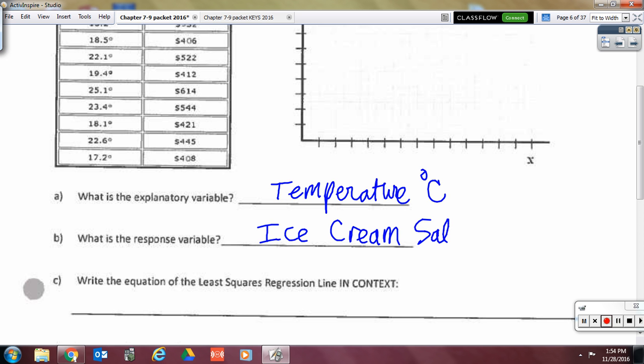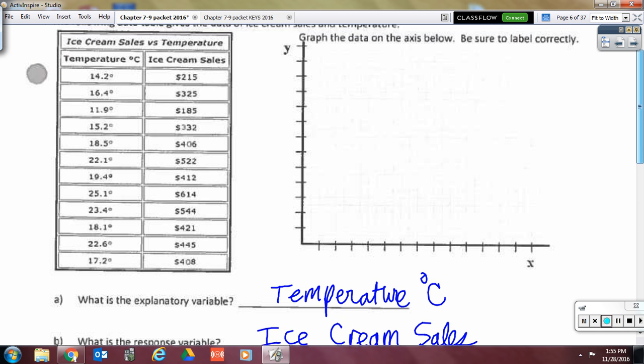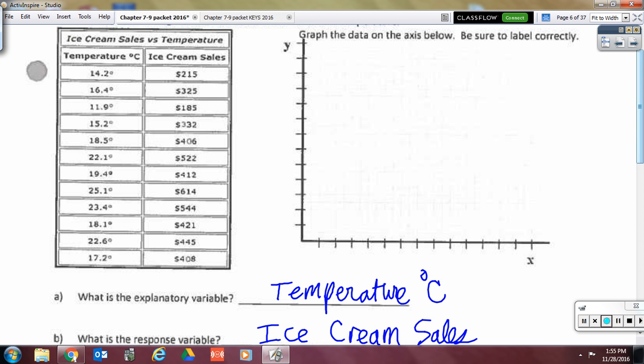All right, we're going to write the equation of the least squares regression line in context here in a moment, but what do I need to do to be able to do that? Yep, we're going to use our calculator to get the linear regression. So you've done this before. Do you know where to go to get that?